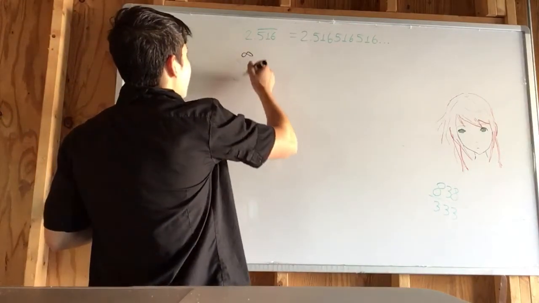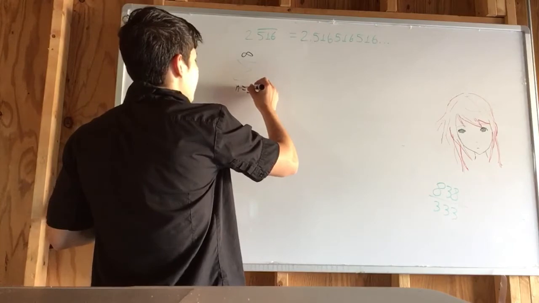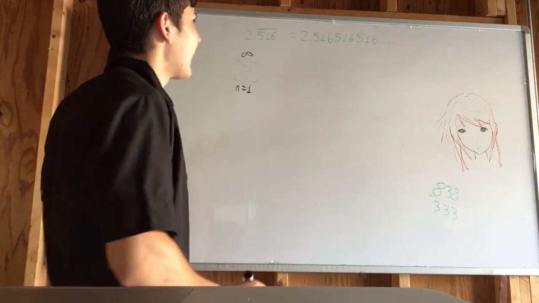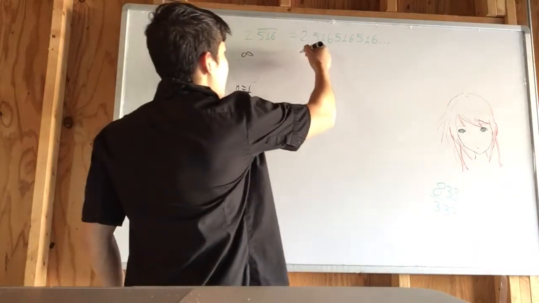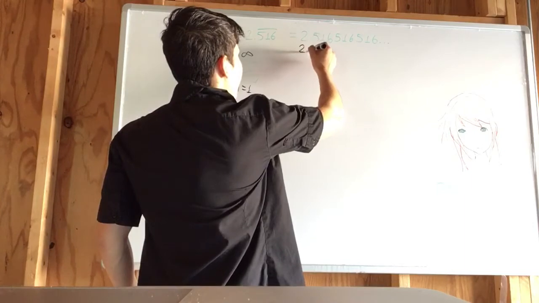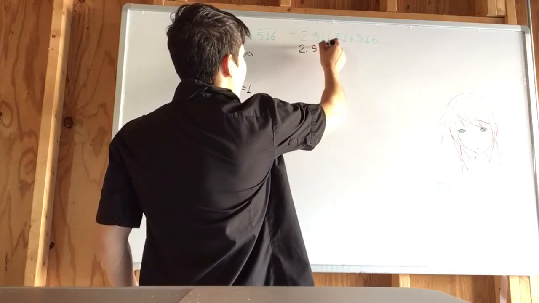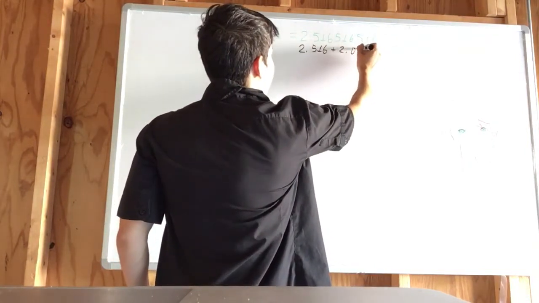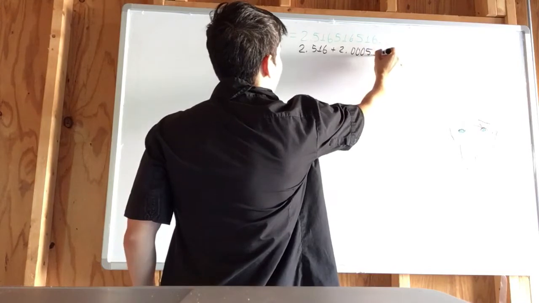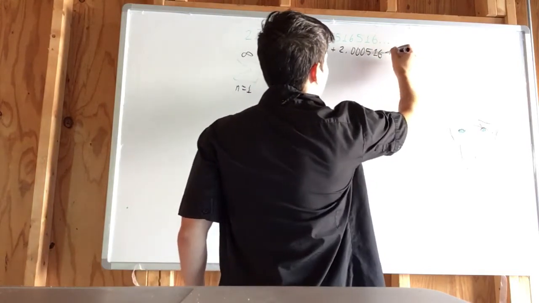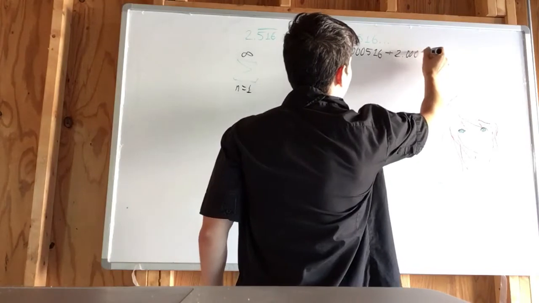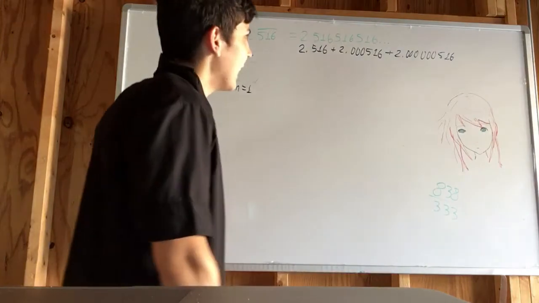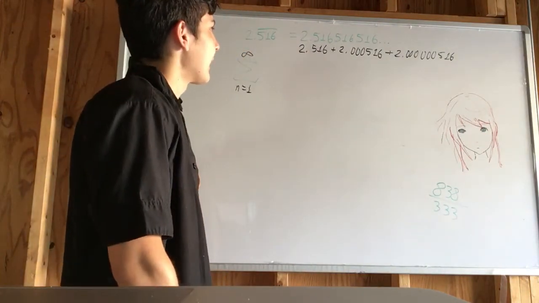So this goes to infinity, and we like to start our series at n equals 1. Well, let's first rewrite this into a form so that we can notice its pattern. So we have 2.516 plus 2.000516 plus 2.000000516, and so on. That's what it's going to look like.